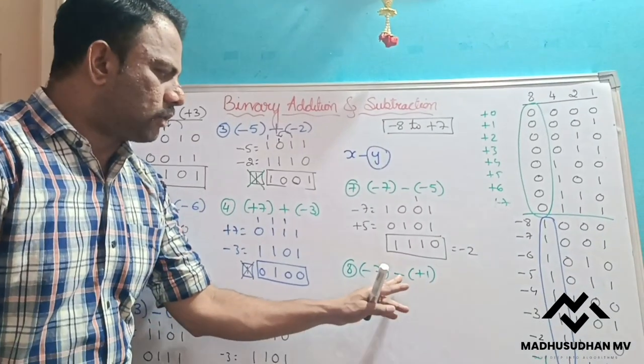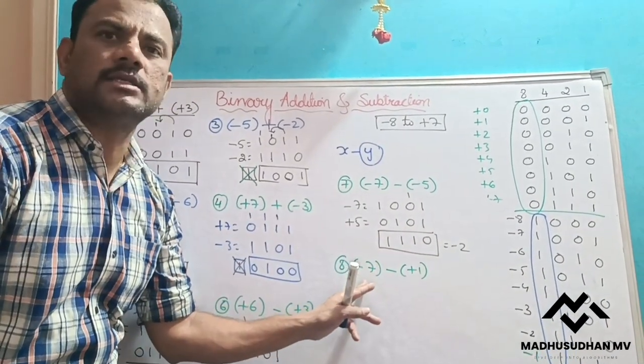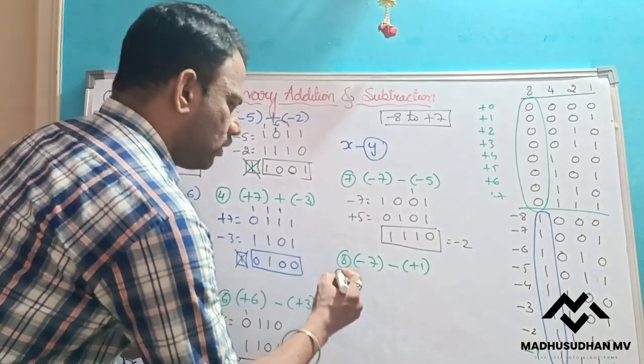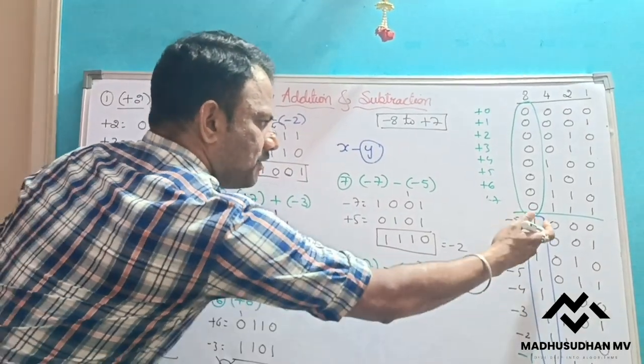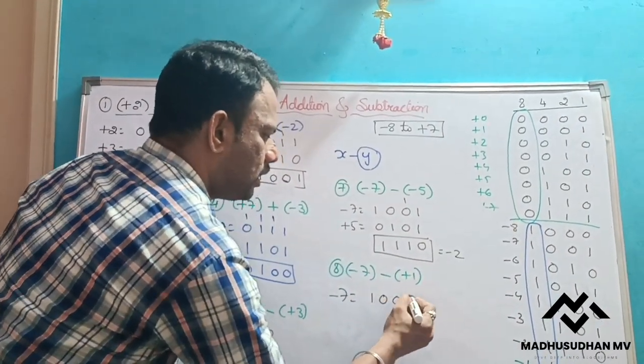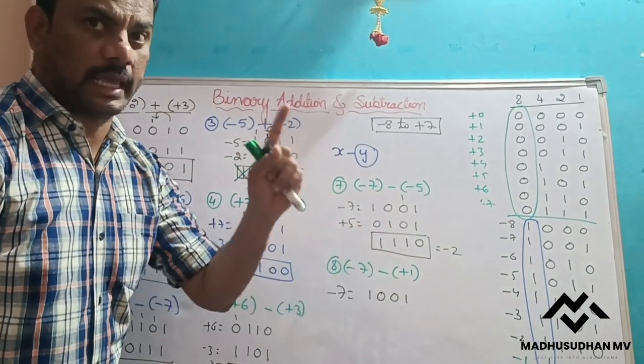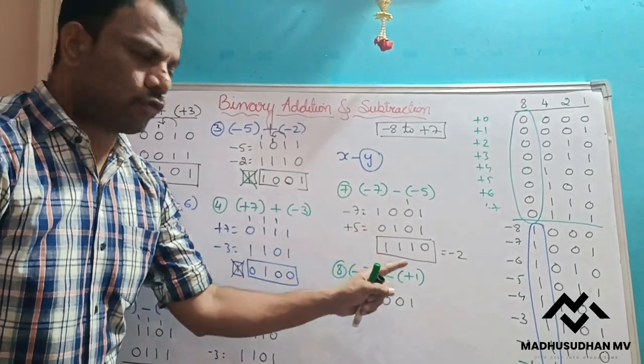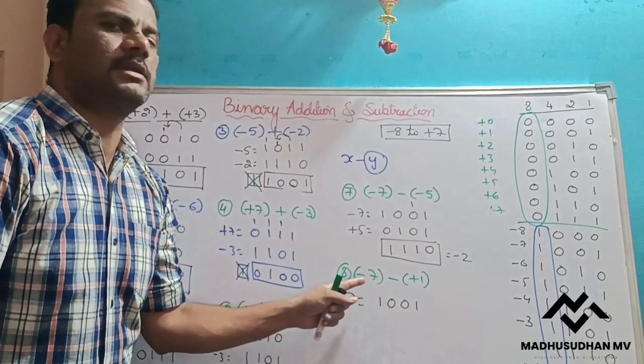So now I need to subtract plus 1 from minus 7. Again, I know minus 7 is what? 1001. Subtraction, how to do subtraction? Again I am telling: take the 2's complement of the subtrahend and add it to the minuend.